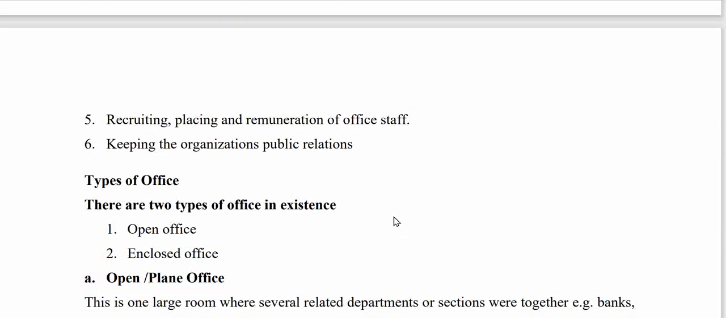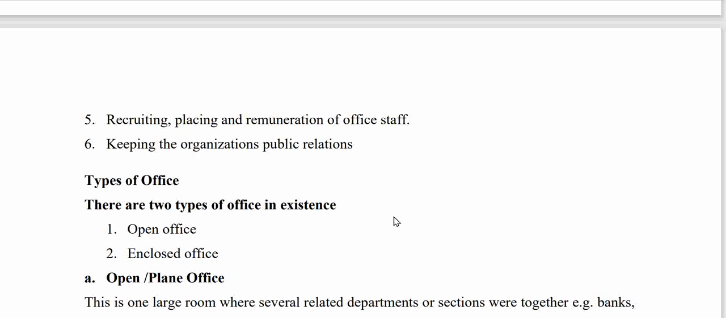Number five, recruiting, placing, and remuneration of office staff. So the planning of the recruitment, selection of the candidates, and placing them into the right places or wherever they should be working from. All that planning, the idea comes from the office. Okay. So number six, keeping the organization's public relations. It is the office that builds a relationship between the organization and the people that are out there.